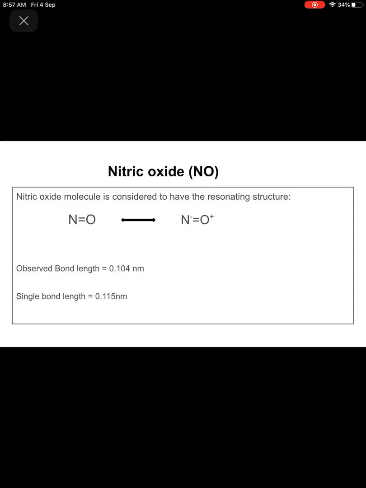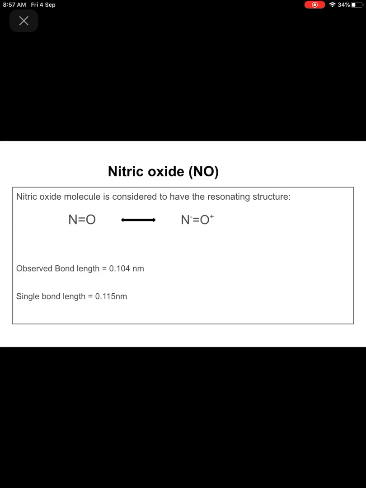The next is nitric oxide, NO. The nitric oxide molecule is considered to have a resonating structure in which nitrogen has a negative charge and oxygen has a positive charge. Observe the bond length: 0.104 nanometer, and the single bond length is 0.115 nanometer. Both the structures show that it is an odd electron molecule.